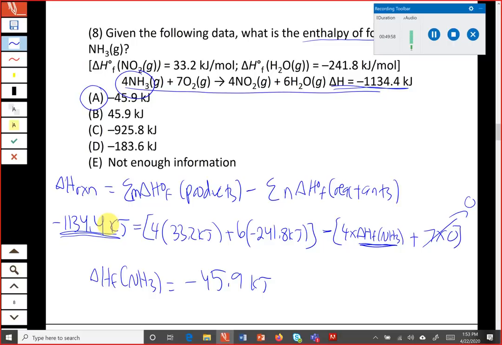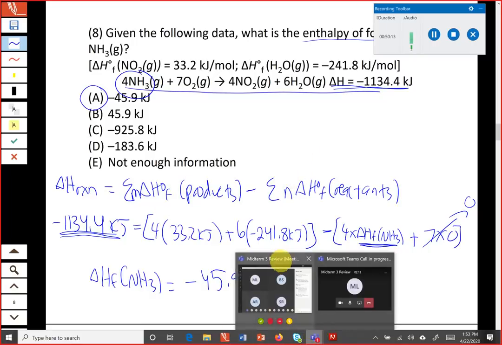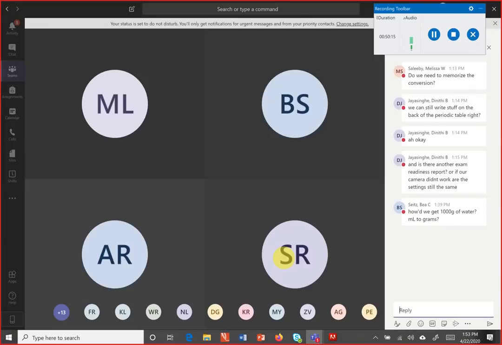And anytime you're dealing exclusively with delta H of formation, and only when you're dealing with delta H of formation, you can use this relationship here. The delta H for the reaction is the sum of the formation enthalpies of the products minus reactants, and that will be a nice fast way to do those problems without having to write out a million chemical equations. So any questions on that topic?